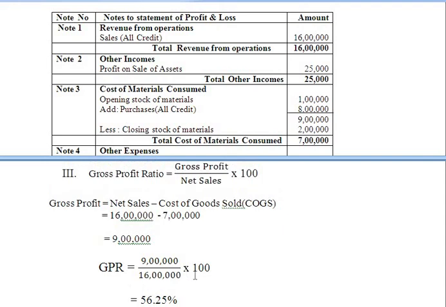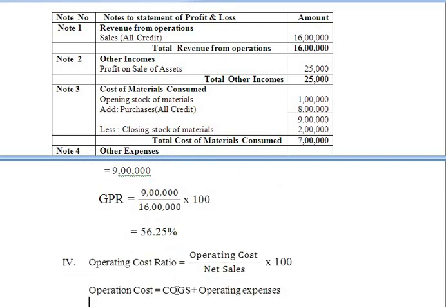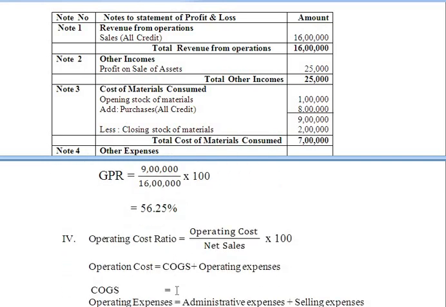Gross profit divided by net sales. Gross profit is equal to net sales minus COGS. Net sales is 16 lakh, COGS is 7 lakh. So 16 lakh minus 7 lakhs is equal to 9 lakh. Now put value into the formula. 9 lakh divided by 16 lakh into 100 is 56.25%.